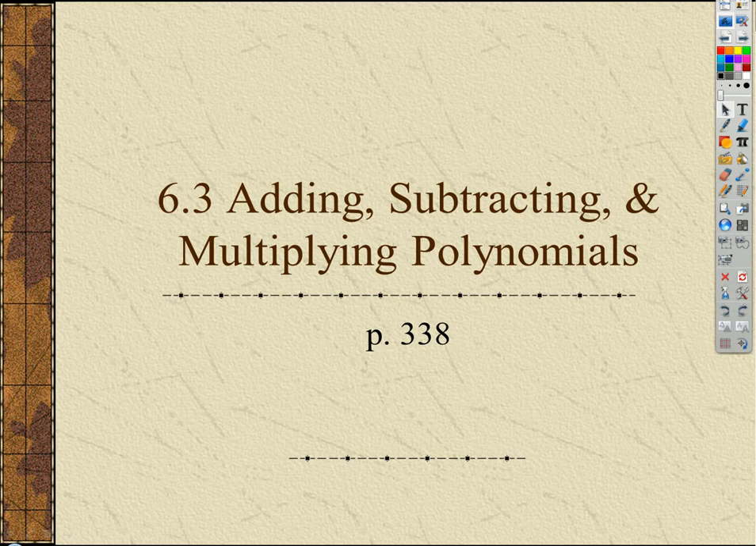This is super easy stuff. Easiest stuff in the chapter by far. The next section is a little harder. Dividing polynomials is a little tougher. Adding, subtracting, multiplying, you already know how to do it. So easy. You've already done it, in fact. It's the same stuff you did with complex numbers.